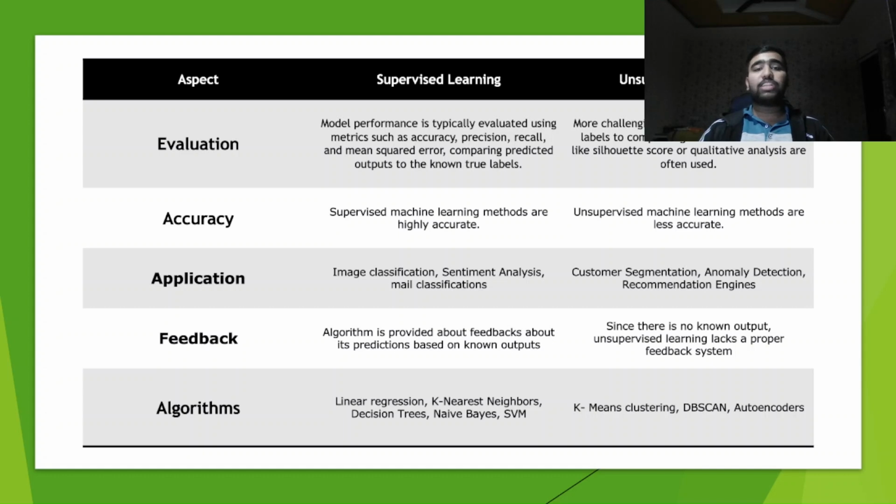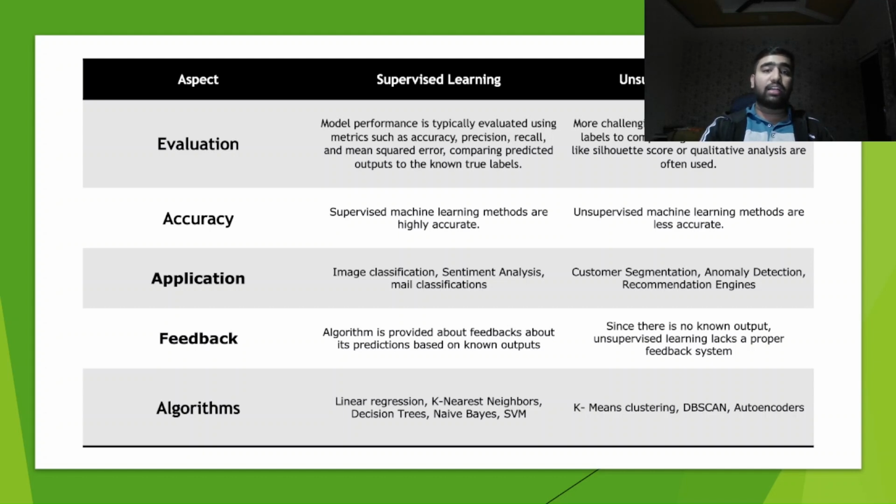Accuracy. Supervised machine learning methods are highly accurate, whereas unsupervised machine learning algorithms are comparatively less accurate. Application. Image classification, sentiment analysis, mail classification are some application areas for supervised learning, whereas for unsupervised learning, these areas are customer segmentation, anomaly detection, recommendation engines. We are going to understand some of these application areas in detail further in this video.